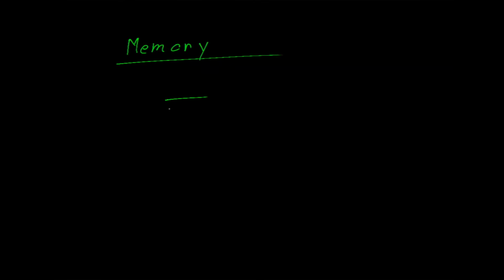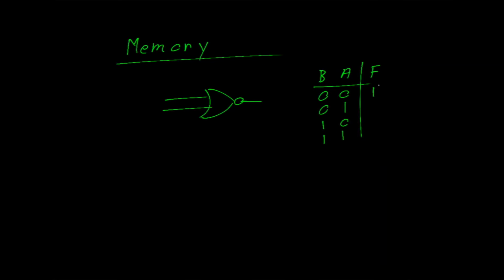The simplest memory circuit starts with a NOR gate, with the truth table that has F true if and only if B naught A naught. A set reset circuit can be formed using 2 NOR gates.